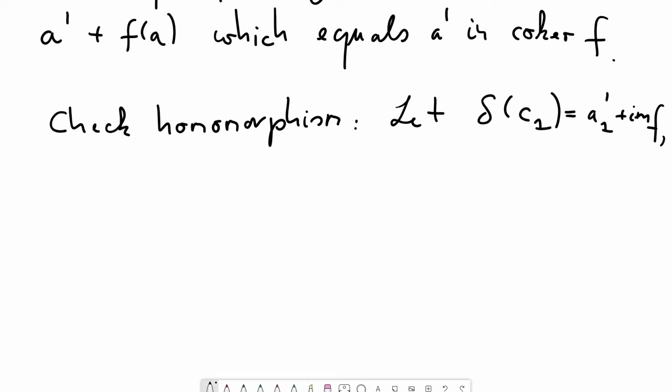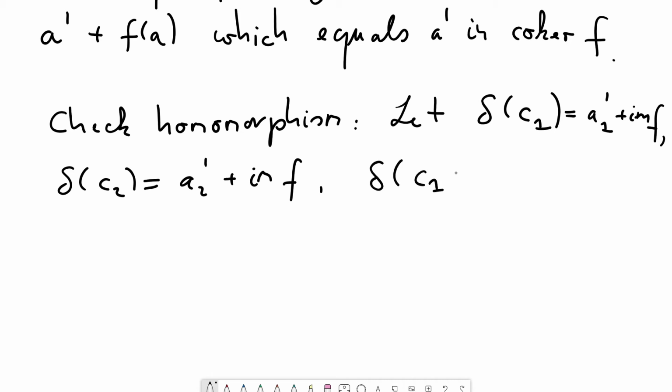Then secondly, delta of C2 is supposed to be A2 prime plus the image of F. And finally, I consider the element delta of C1 plus C2, and this likewise is constructed the way before, and this element we come up with in the co-kernel of F. This one I denote by A3 prime plus the image of F. Okay. So now the homomorphism property of course means that delta of C1 plus C2 is the sum of the other two. So let's write down what this means.